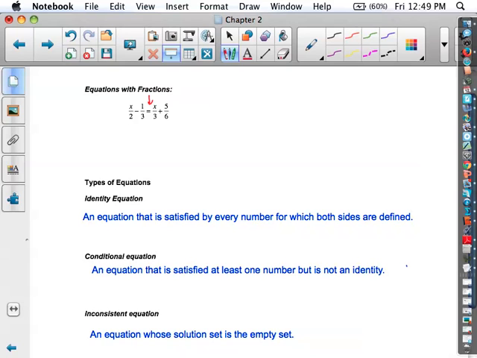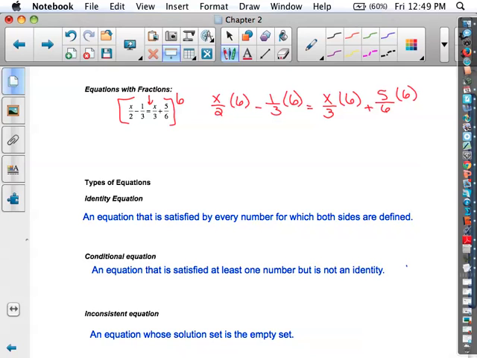So when I look at this particular equation, if I multiply each term by 6, and I know some of you don't need this, but it might help some of you, so I'm going to write it all out. I'm going to multiply each term, so x over 2 times 6 minus 1/3 times 6 equals x over 3 times 6 plus 5 over 6 times 6.